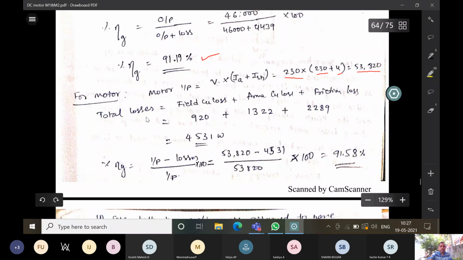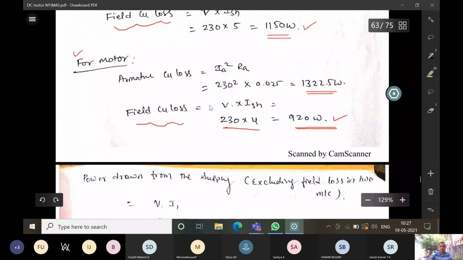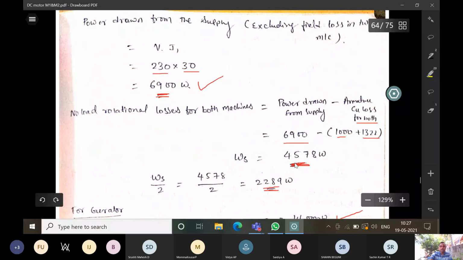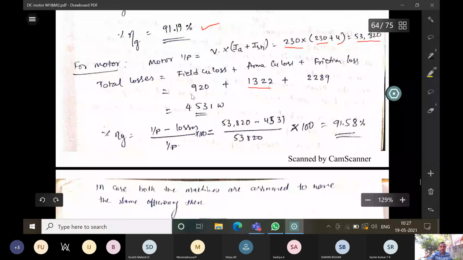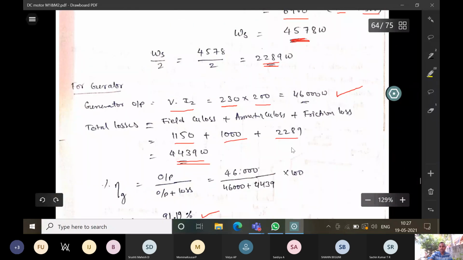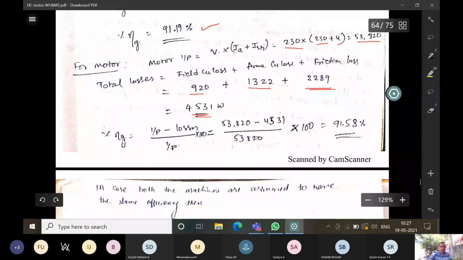So therefore total losses is equal to field copper loss, 920 for the motor, and armature copper loss is 1322, and stray losses is 2289. This is common for both machines. So total is 4531 watt. So motor efficiency, not generator.